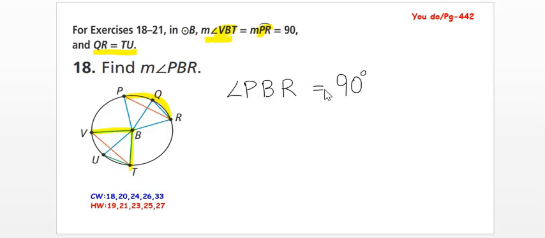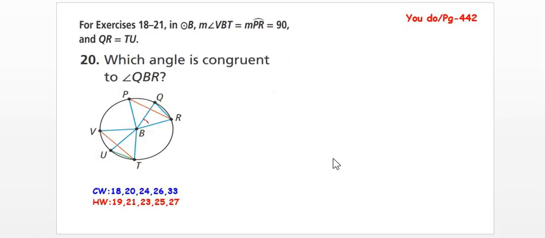Okay. Why is angle PBR 90 degrees? Because the arc PR is 90 degrees, and the central angle has the same value as its arc. So that's why this angle is 90 degrees. Clear? Here is the next question. Better pause the video here, solve it on your own, and then play the video to check your answers.